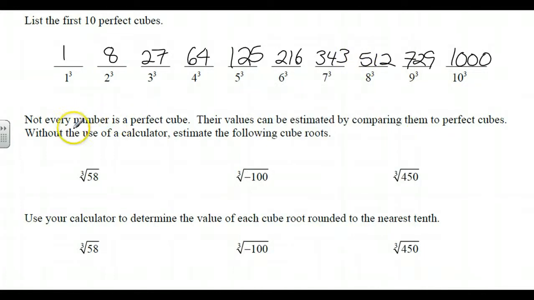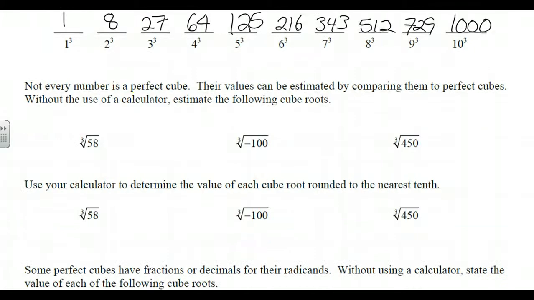Not every number is a perfect cube. Their values can be estimated by comparing them to perfect cubes, right? So again, you may not know all these numbers, but you should be familiar. You should be able to say, hey, 343 has a cube root, the 216 is a cube. I don't know what they're the cube of necessarily, but I know they have a cube root, so I can go to my calculator, punch it in, and find out they are a perfect cube. Being a perfect cube means you have a cube root. But not every number does, like 58.